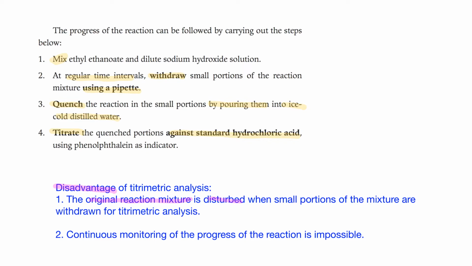Other than that, the fastest you can withdraw a small portion is maybe every 1 or 2 minutes, so you can't monitor the rate continuously, like measuring the volume of gas produced or the pressure change in the reaction system. So this is discontinuous monitoring. We'll say that continuous monitoring of the progress of the reaction mixture is impossible. These are the two disadvantages of titrimetric analysis.